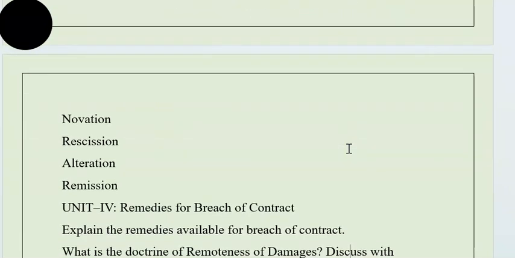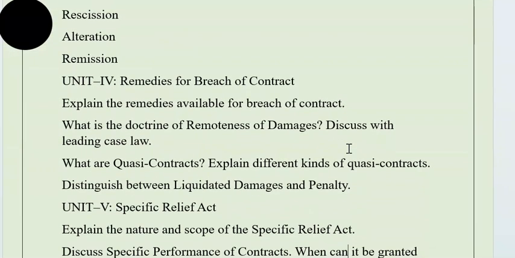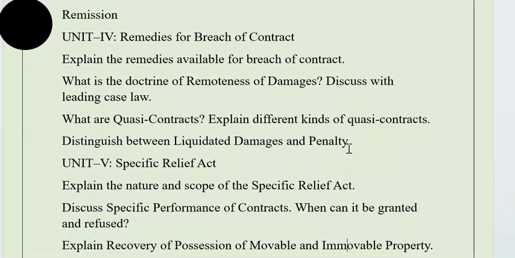Write a short note on novation, rescission, alteration and remission of contracts. Now Unit 4: explain the remedies available for breach of contract. What is the doctrine of remoteness of damage? Discuss with the leading cases.